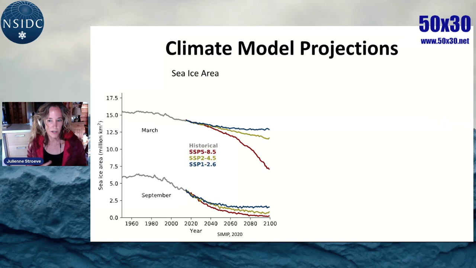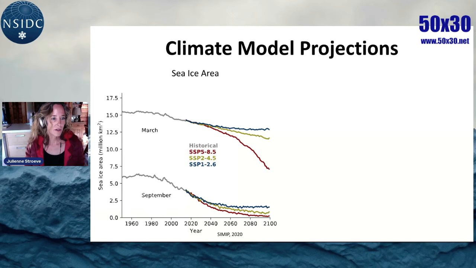But the other thing that's interesting and very different from the last IPCC report is that if we follow the business as usual scenario, so we look at the RCP 8.5, it's not just that we lose the summer sea ice. You're also starting to see these big changes in winter. And this is what we're already starting to see in the observational record today, that these ice losses are not just in summer. Okay, so next slide.